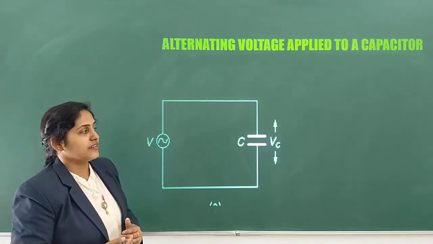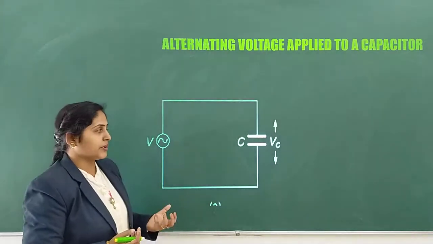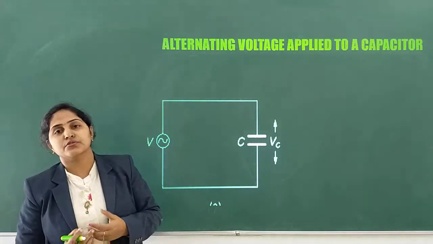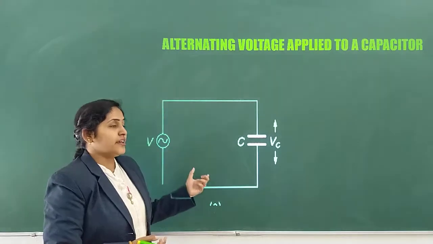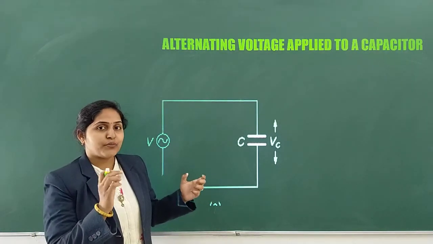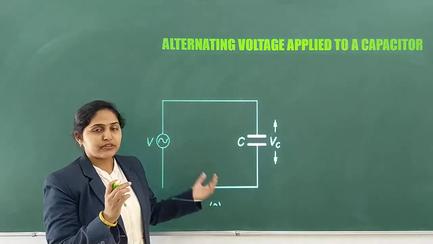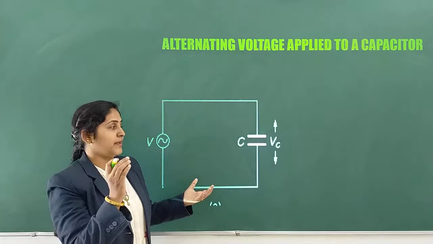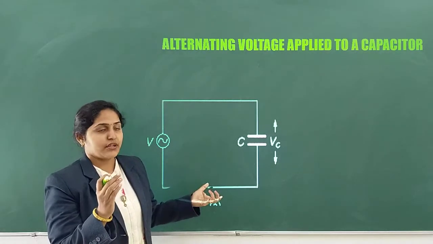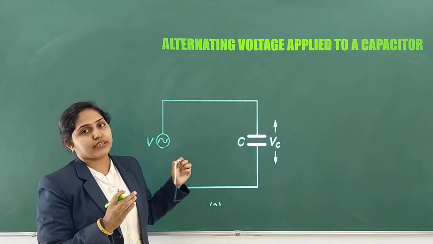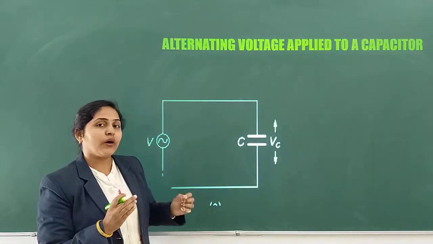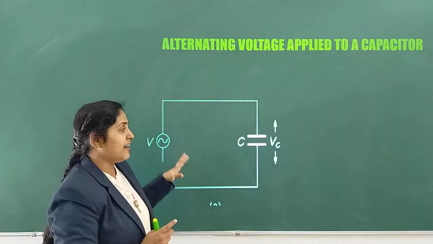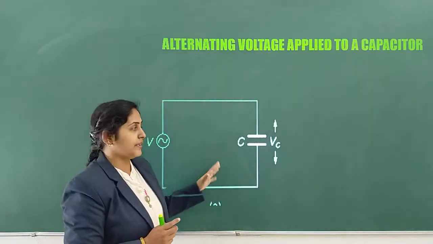In this case, one of the important properties of the capacitor is to store charge. Capacitor is a device used to store charges. If it is a DC current, then a very small amount of current will flow through the circuit until the plates of the capacitor get charged. Once the plates are charged, there will be no current in the circuit in case of DC. Now we have given AC, alternating voltage. So let us see what happens.